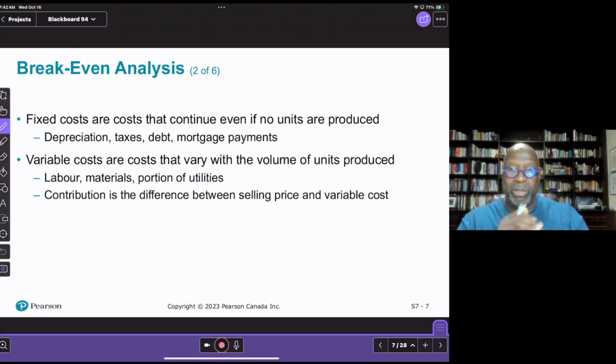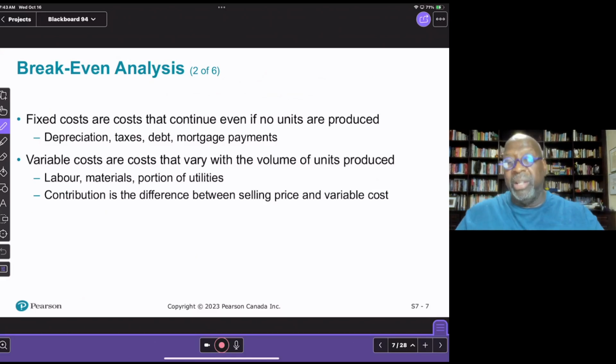Okay. So fixed costs are the costs that continue even if no new units are produced. So the fixed costs associated with equipment. Sometimes your fixed costs have to do with your utilities, labor. If your staff is idle, you still have to pay them a fixed salary, etc. Depreciation, taxes, mortgage payments, and so on.